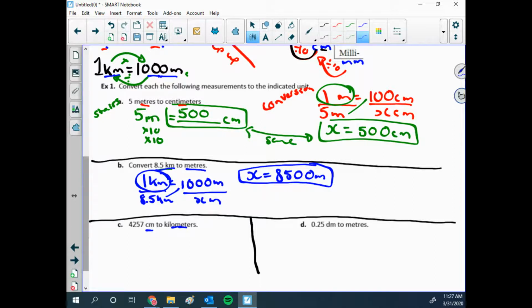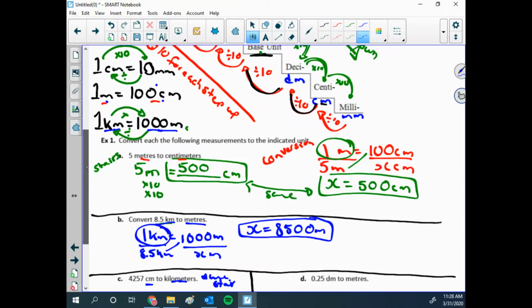So if I don't have a direct conversion factor, I'm going to use my staircase, because I'd prefer not to have to convert twice. I'm going to go from centimeters: 4,257 centimeters. I want to know how many kilometers that is. So let's go check my staircase.